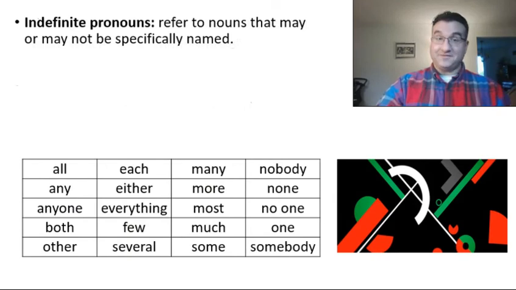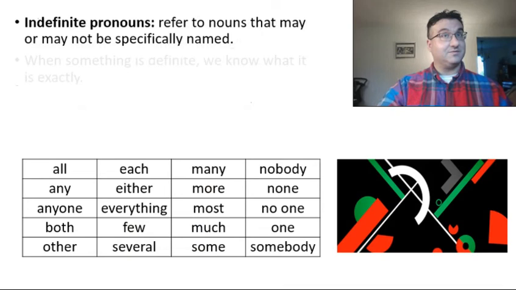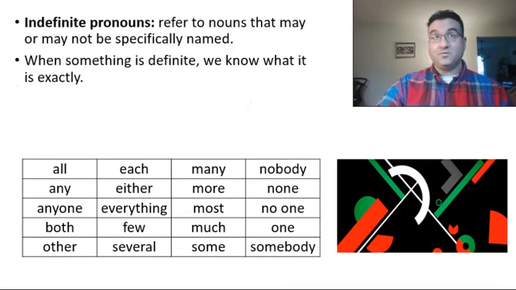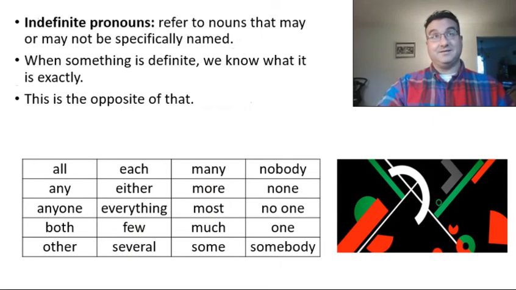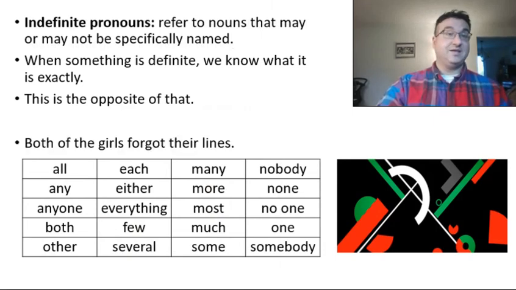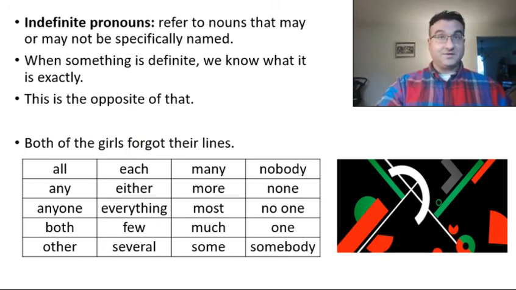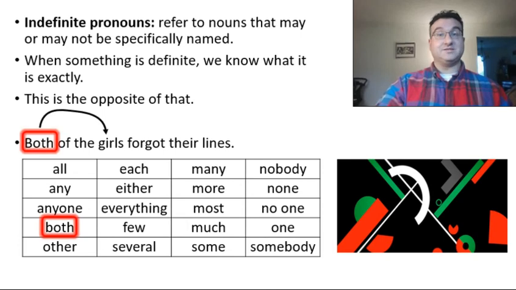Next, we have indefinite pronouns. They refer to nouns that may or may not be specifically named. If something's definite, we know what it is exactly. Well, these are the opposite of that. They're indefinite. We can see an example. Both of the girls forgot their lines. Well, there's a table of a lot of the indefinite pronouns, and both is the pronoun referring to the girls, but it's not specifically saying each girl one at a time, which is why it's indefinite.